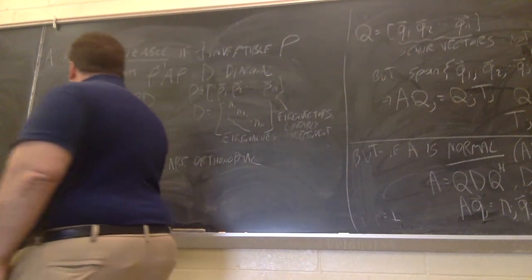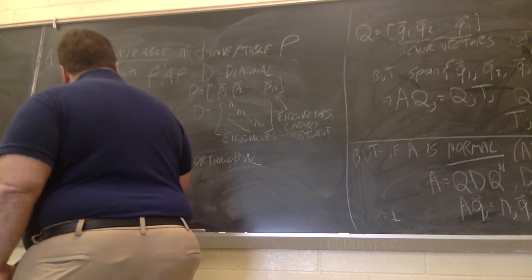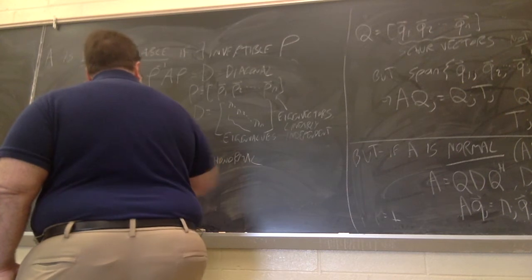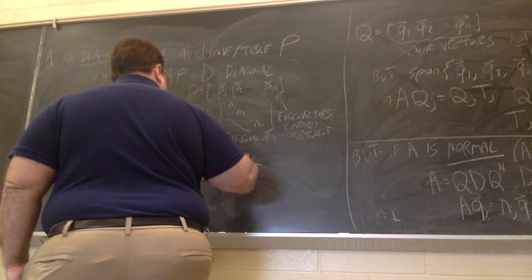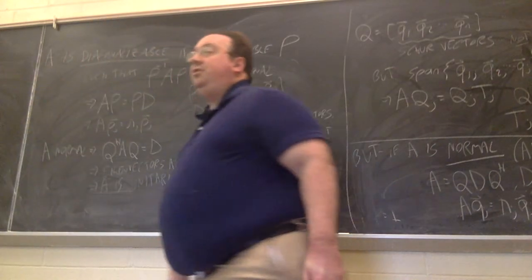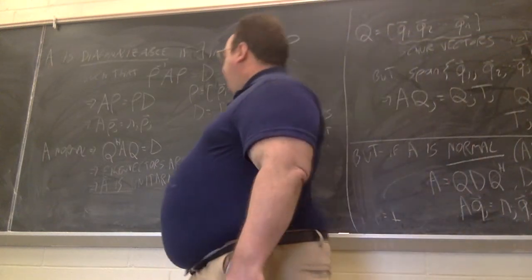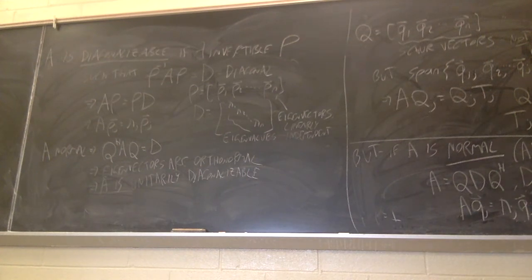And the term we use for that is A is diagonalizable, but more specifically, it is unitarily diagonalizable, because Q is unitary. We like that because then we don't have to go to any effort to get the inverse, because it's just a Hermitian transpose.